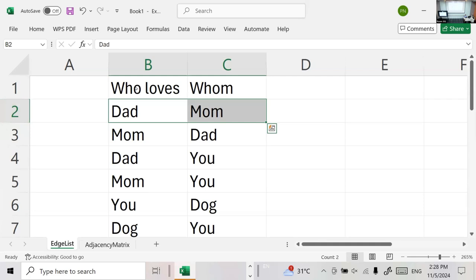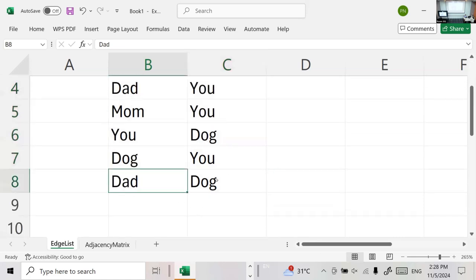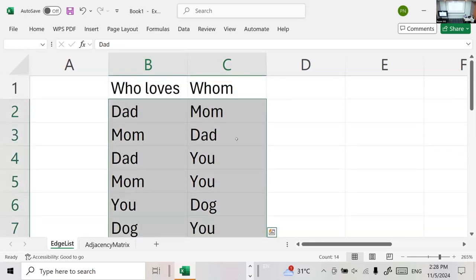How many people are there? How many entities are there? In this case, you have to see what's in common, right? So it's only dad, mom, you, and dog. So 4. Out of these 4, how many lines do you need? As many as required. Okay, there's only 7 lines of love. Dad loves mom, mom loves dad, dad loves you, mom loves you, you love dog, dog loves you, and dad loves dog. Okay, that's it, 7 lines.